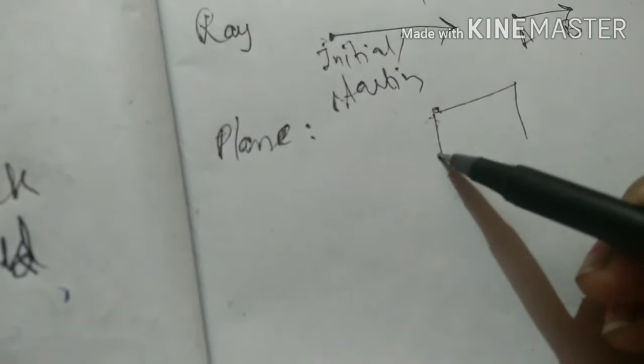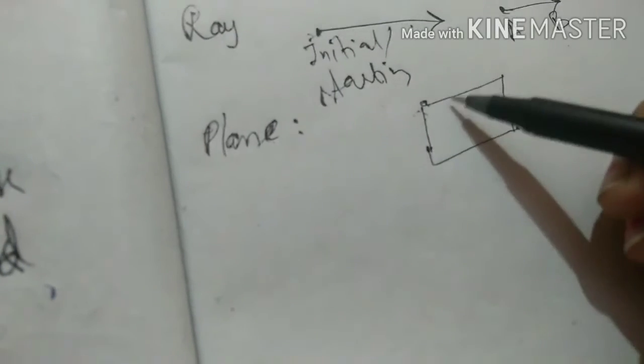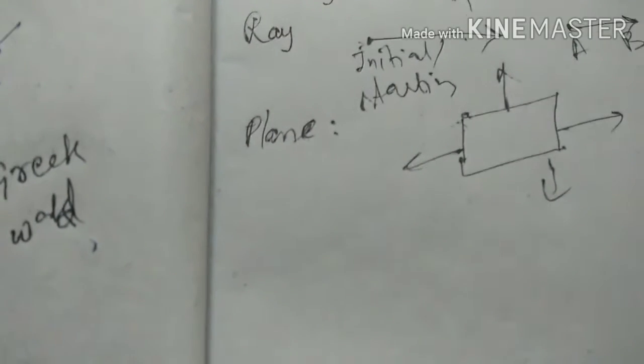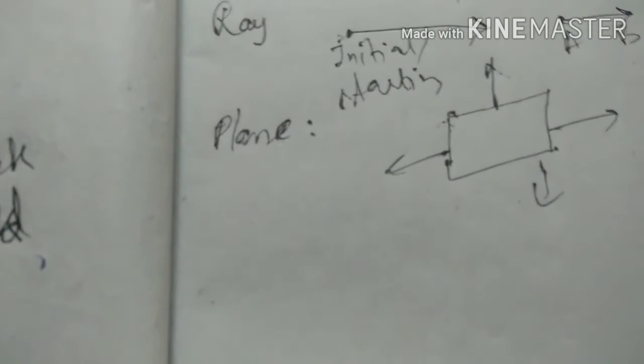And plane can be extended to any length in any direction. For example, this is your page. It can be extended in this direction also, this direction, this direction, and this direction. So plane can be extended in any direction. It is not having any boundaries.